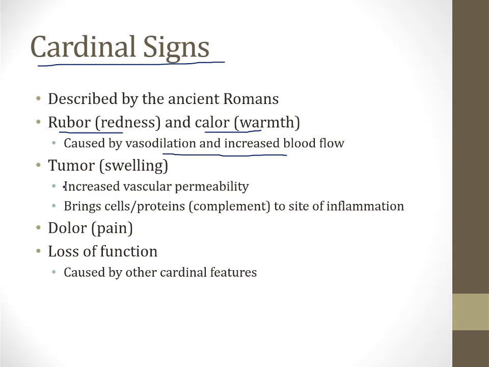The third cardinal sign is tumor, which means swelling, and this is caused by increased vascular permeability that allows cells and proteins, including complement and other important inflammatory proteins, to be drawn into sites of inflammation. Fourth cardinal sign is dolor, which is pain. If you've ever had a swollen wrist where you've injured it, or a swollen arm or elbow, you know that it can be painful when your body is inflamed. And then the last cardinal sign is loss of function. This is caused by the other cardinal features. When you have a warm, swollen, painful joint or other part of your body, it's very hard to use that part of your body, and therefore you lose function.